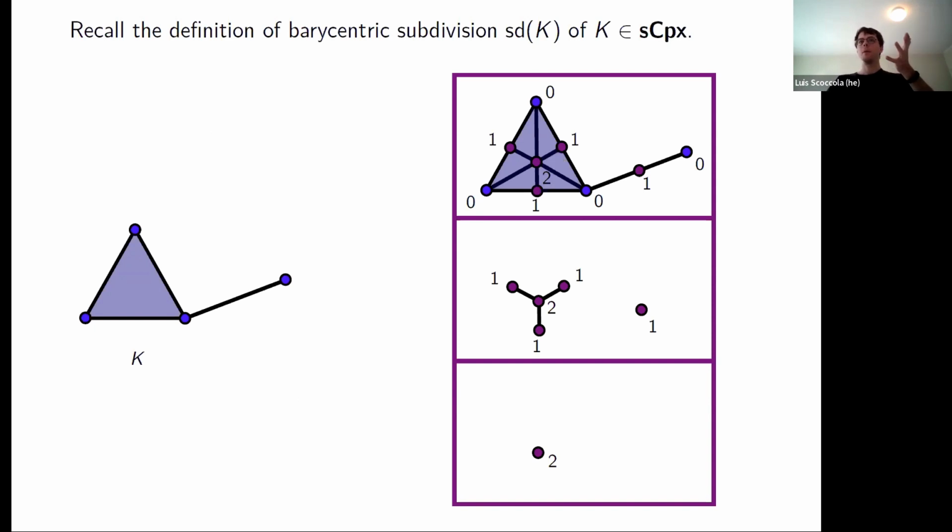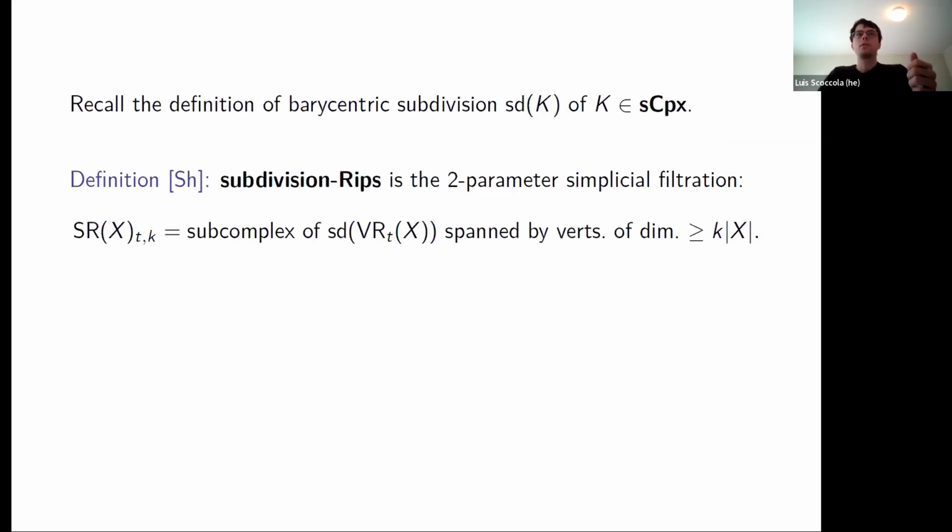But the point is that the subdivision of a simplicial complex has a filtration that has to do with the original dimension of the simplices. And then I can apply this to any simplicial complex. So I can take Vietoris-Rips, take its subdivision, and then filter it by the original dimension of the simplices. And this again is some normalization constant that you can forget about.